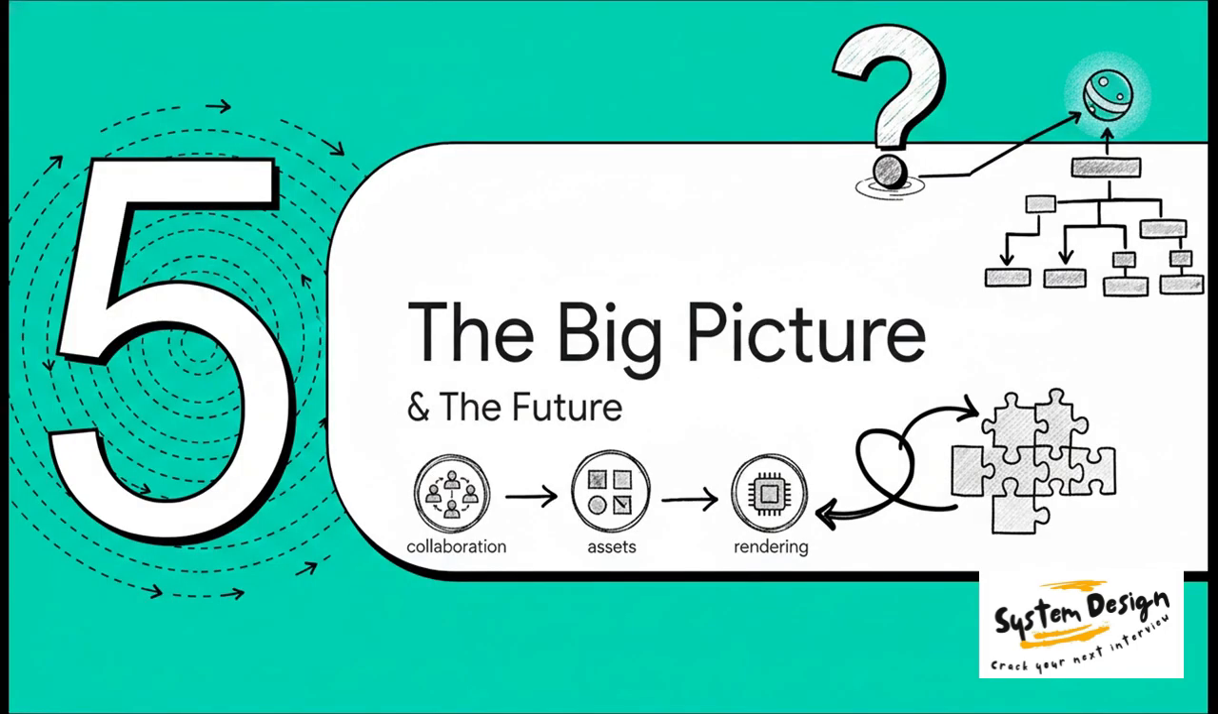So let's just zoom out for a second and look at the big picture here. We've seen how Canva handles collaboration, assets, and rendering. All these complex pieces have to fit together perfectly to create that simple, magical experience. But where is all this technology heading?